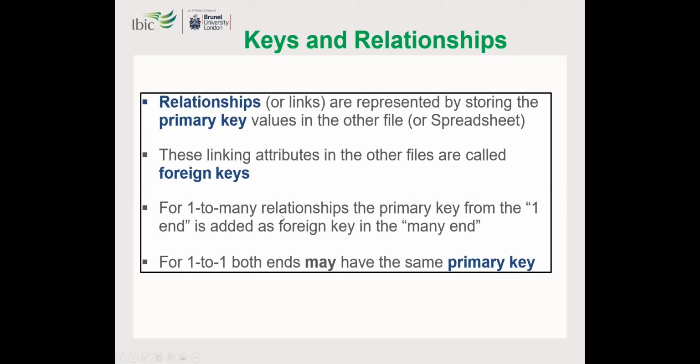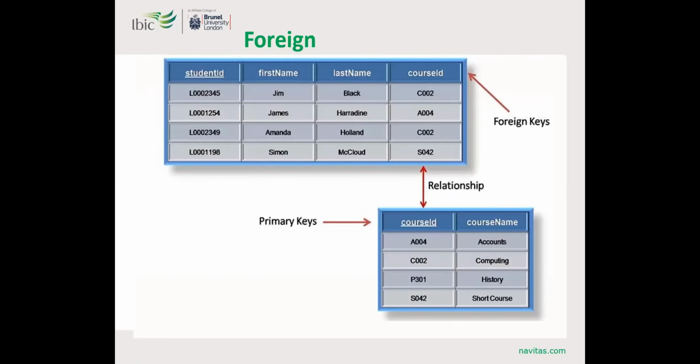So for a one-to-many relationship, the primary key from the one end is added as a foreign key in the many end. For one-to-one, both ends may have the same primary key. So I'm going to give you an example in the next slide. So let's look at this.